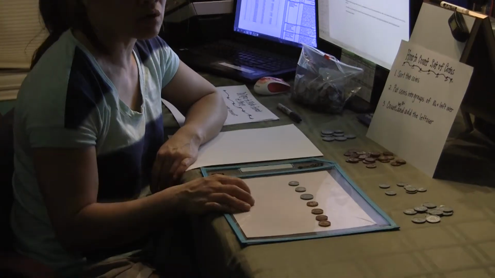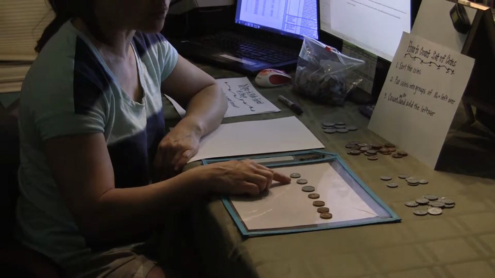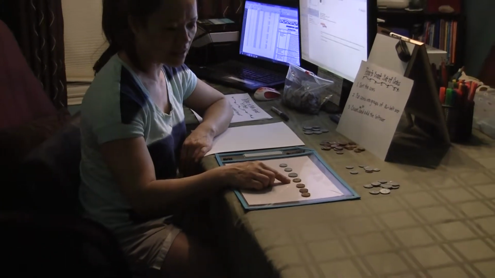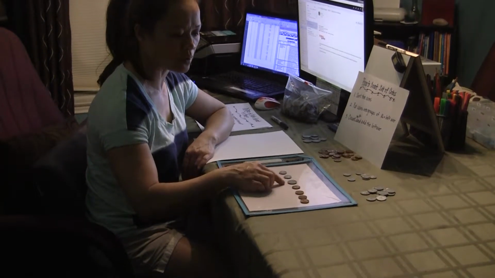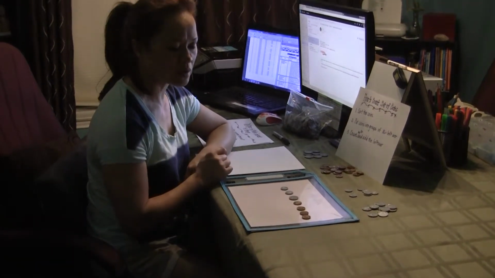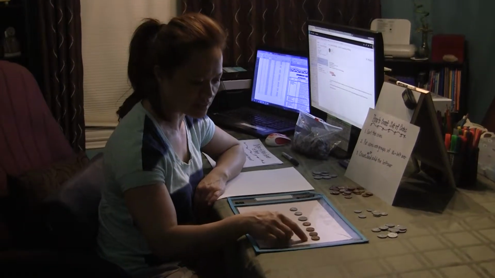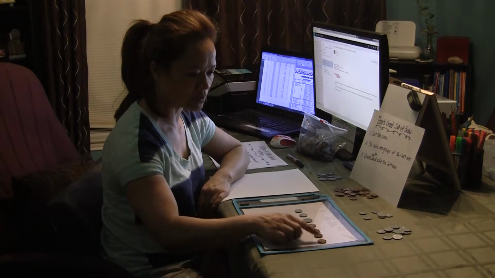Now that is hard for some children because they cannot change their way of counting from 10 to 5 and then 5 to 1. Because to them, again, this is like counting a set of things. So it's like 1, 2, 3, 4, 5, 6, 7. Or some kids may count it like 10, 20, 30, 40, 50, 60, 70. So that's why that way is not a good way to teach them how to count.